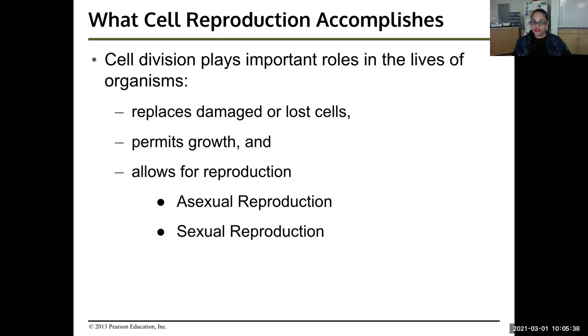Some organisms do asexual reproduction, some do sexual reproduction. Our bodies do both. When we need to replace cells, our cells do asexual reproduction. They just clone each other and split in half. But when we want to actually have babies, our bodies do sexual reproduction.